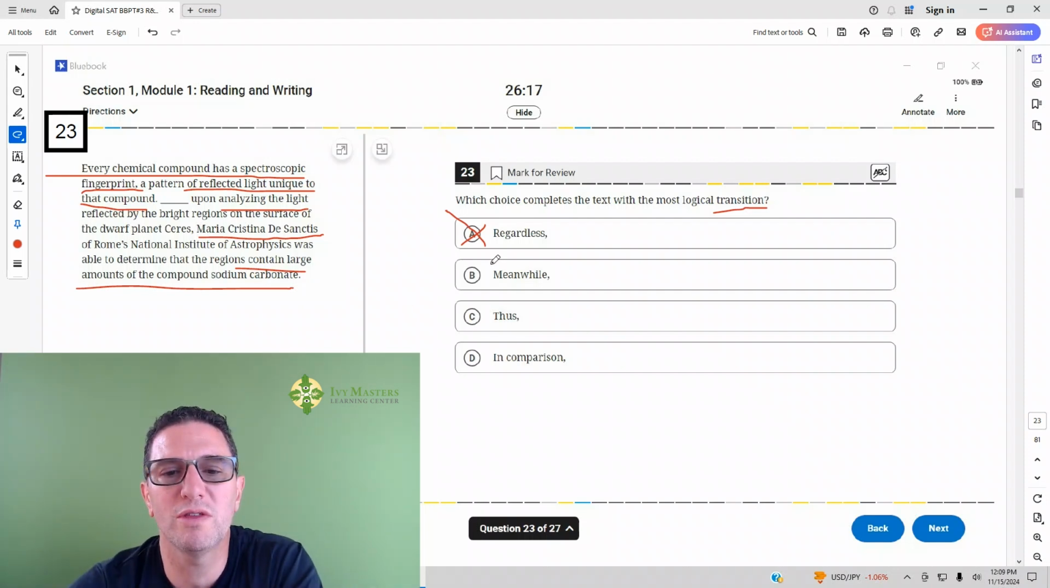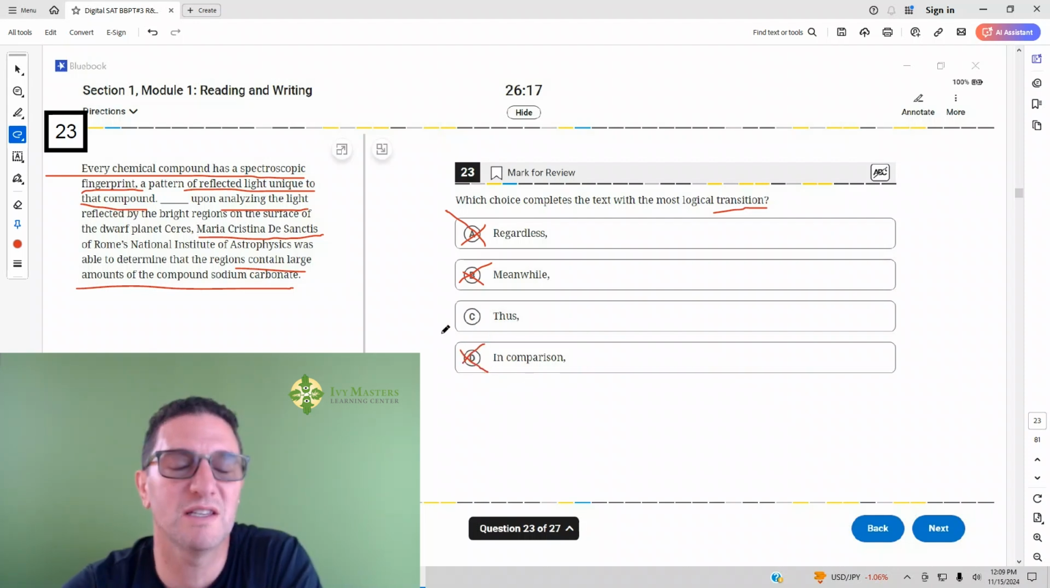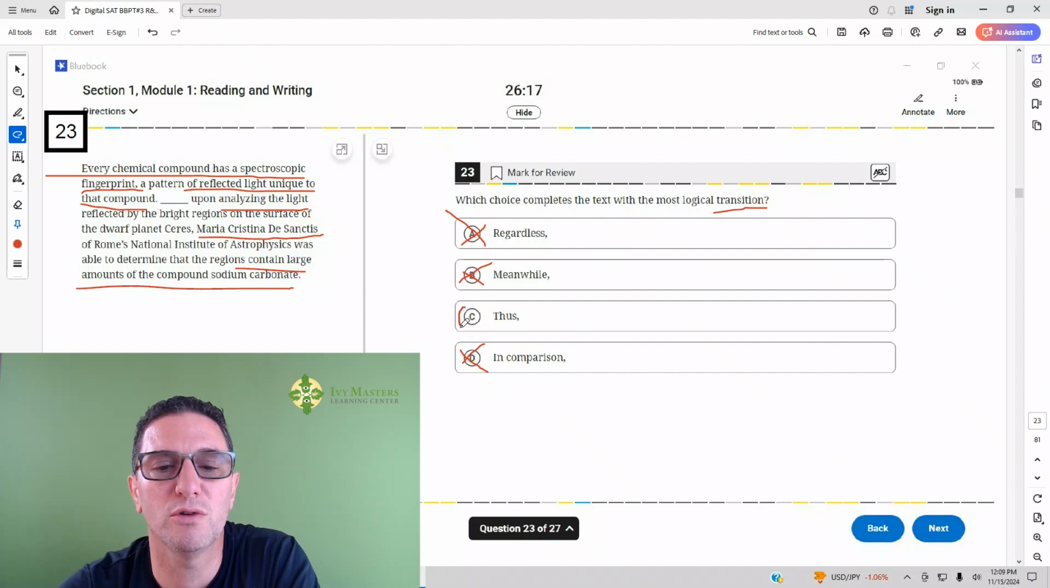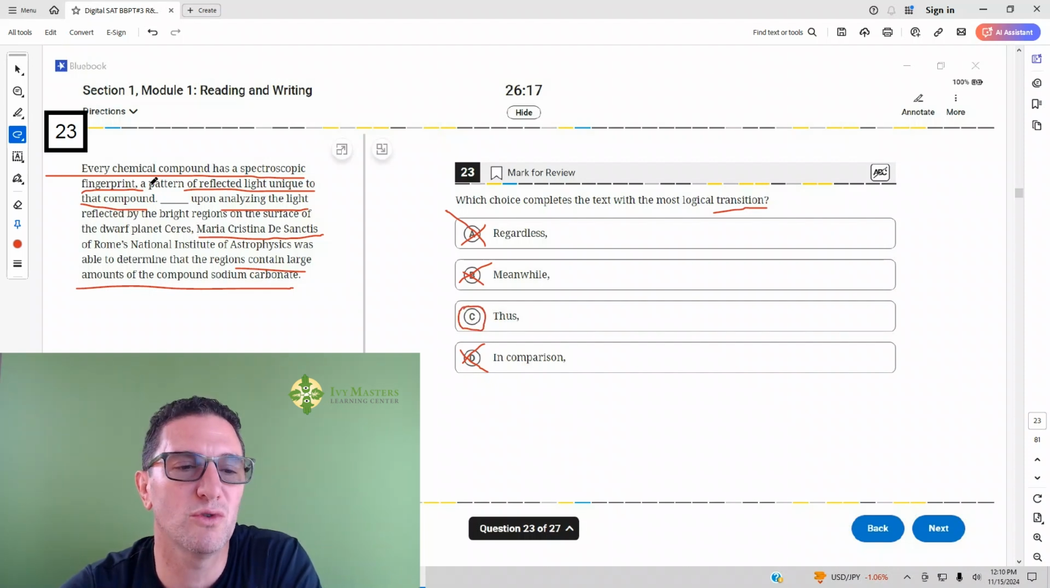So what do we have? Are two things happening at the same time? No, so "meanwhile" is gone. And we're not comparing that general statement to something Maria Cristina de Sanctis is doing with it. "Thus" is the only reasonable answer. It means "for this reason." That would fit nicely in the blank.